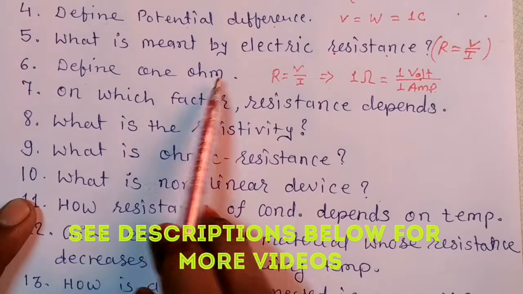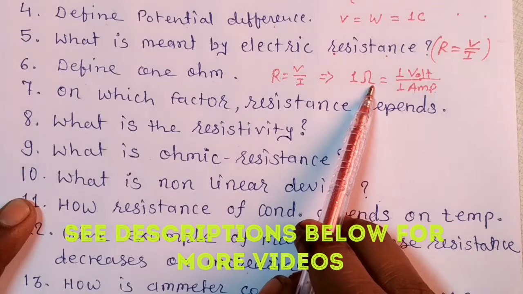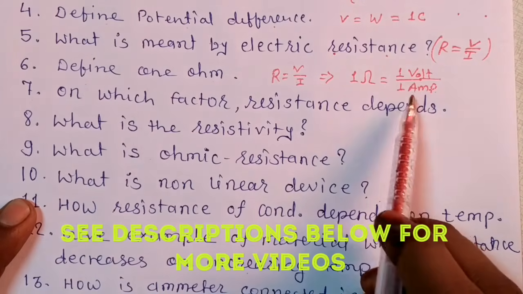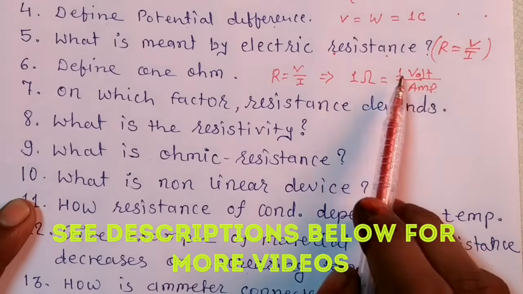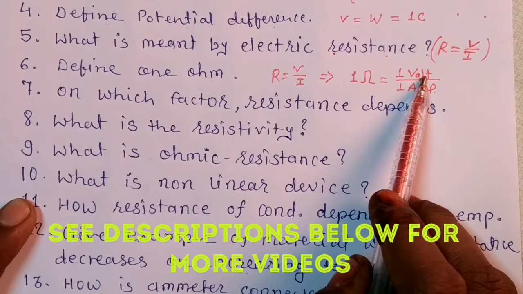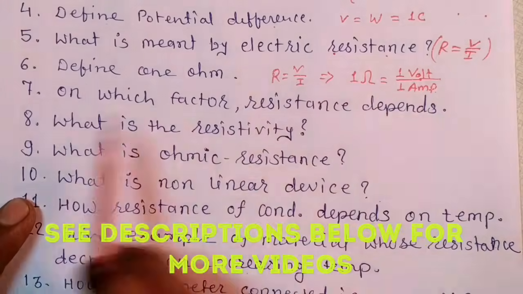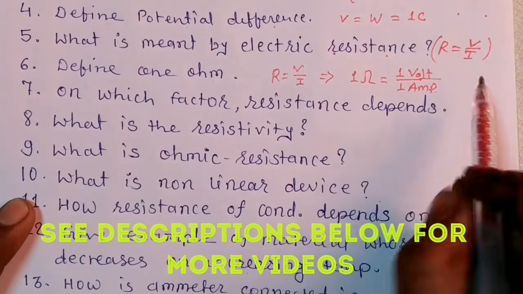Define 1 ohm. 1 ohm is the resistance of a conductor which allows the flow of 1 ampere of current when 1 volt of potential difference is applied on it. On which factors does resistance depend?